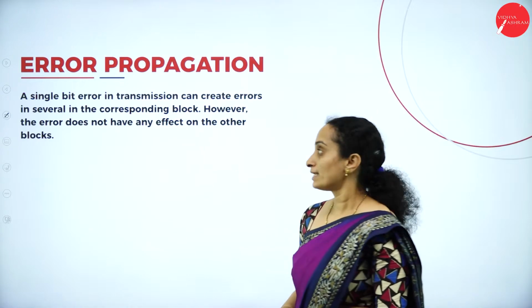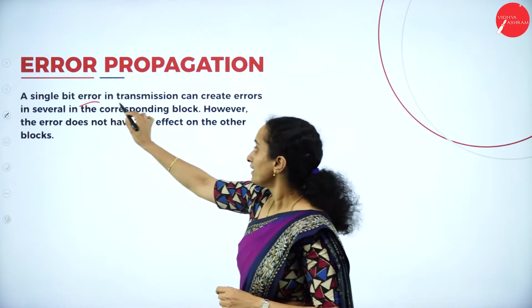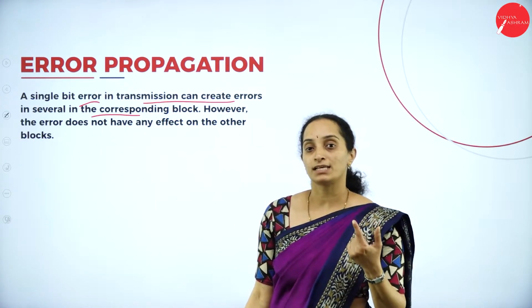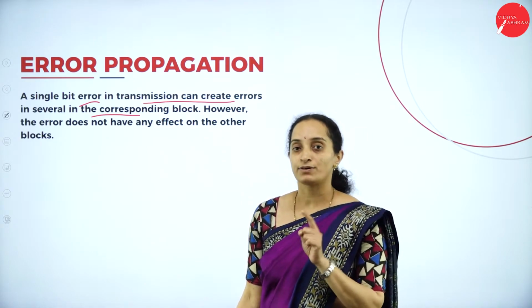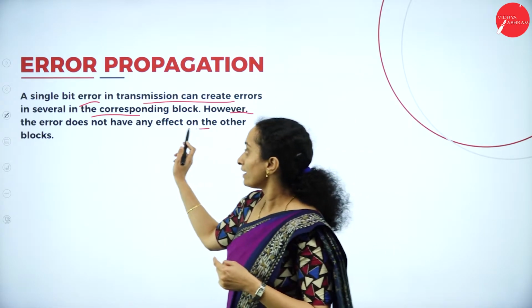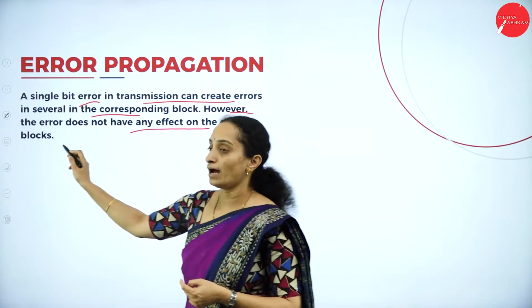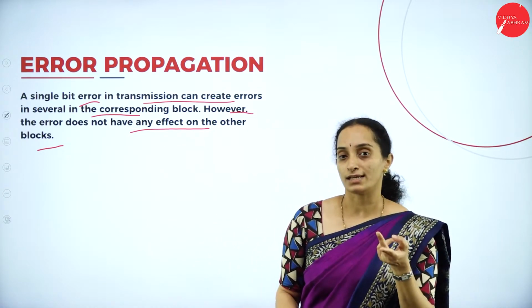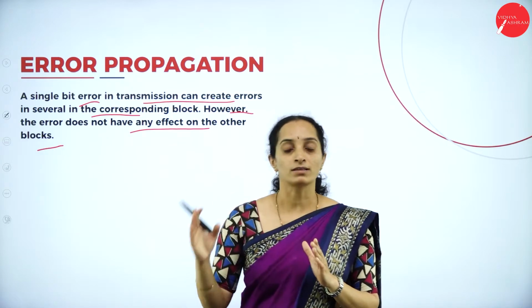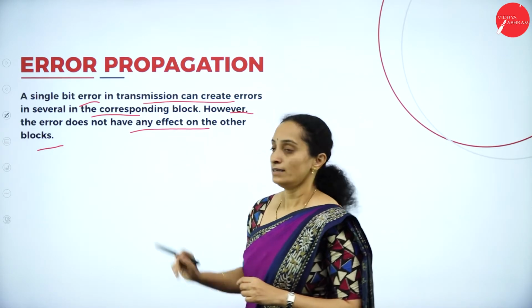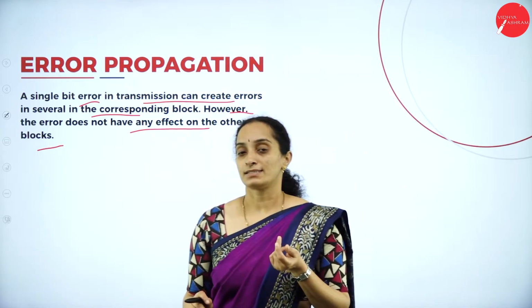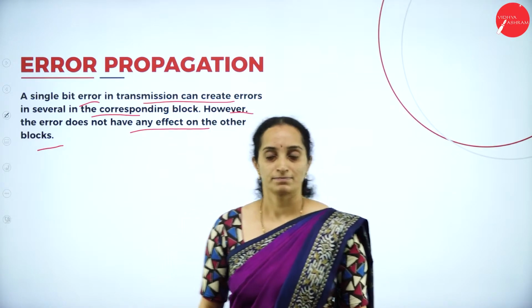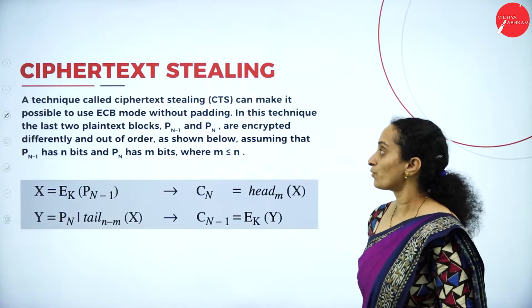The error propagation in this is, a single bit error in transmission can create errors in several. If one bit is changed in any one block, that entire ciphertext block will be changed. However, the error does not have any effect on the other blocks. If one block's bits are exchanged or changed, it will affect only that block, not the other blocks. But in the block where bits are exchanged, the entire data may get modified.